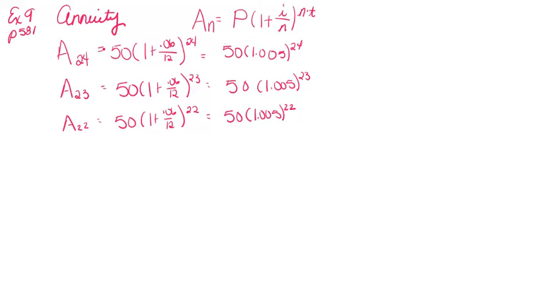Now we could keep going on and on, but eventually we'll get down to the last deposit, which would be 50 times 1 plus 0.06 divided by 12, but it would only be raised to the first power because it's only going to stay in there 1 month. And so 50 times 1.005 raised to the first power.